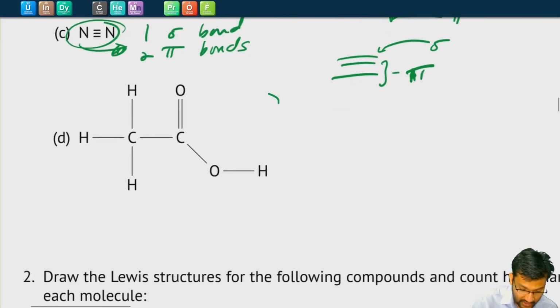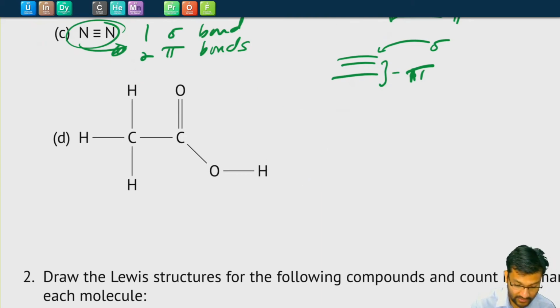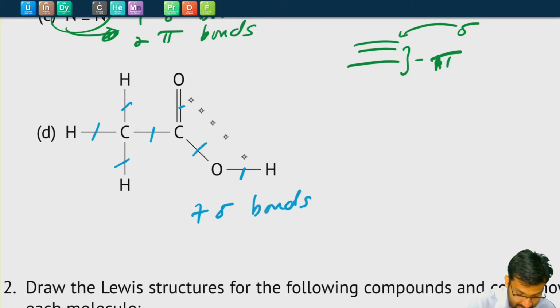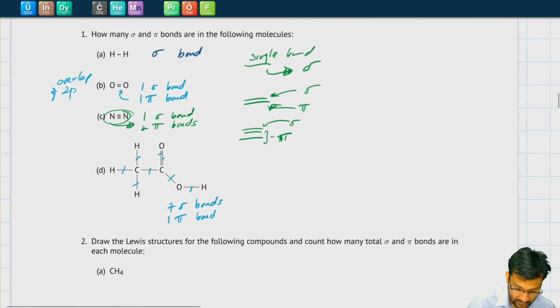So let's look at this structure. We don't even have to think about what atomic orbitals are being bonded here. We can just count the bonds that we see. The first bonds everywhere are going to be sigma. So that's 1, 2, 3, 4, 5, 6, and then the first bond there, 7 sigma bonds. And then the second bond there is going to be 1 pi bond. So those are the sigma and pi bonds in those molecules.